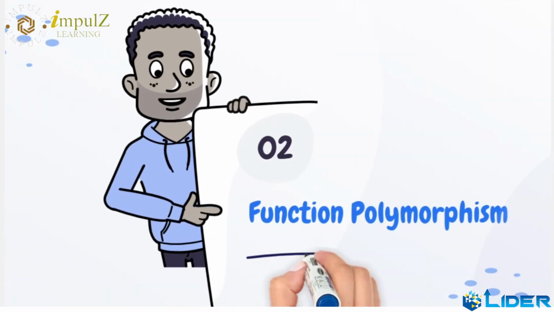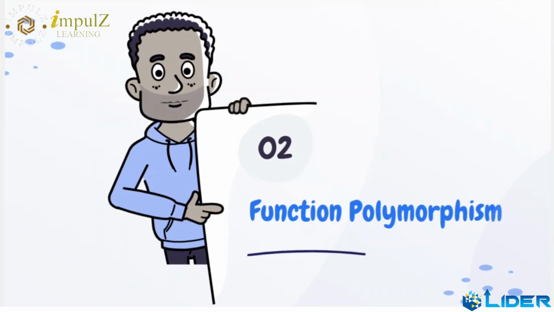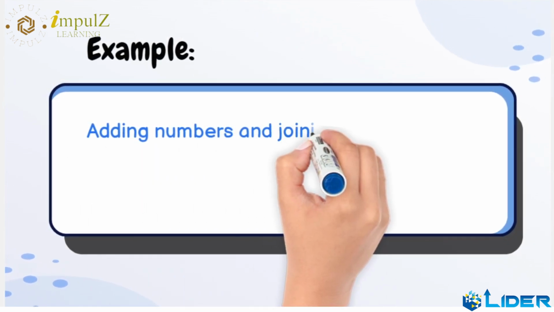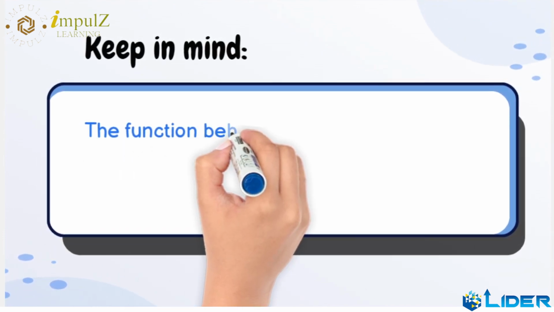The same function name can accept different data types. Example: adding numbers and joining strings. Keep in mind, the function behaves based on input.